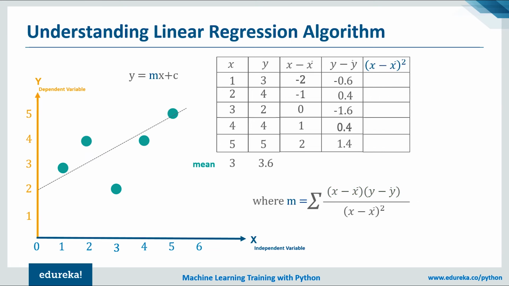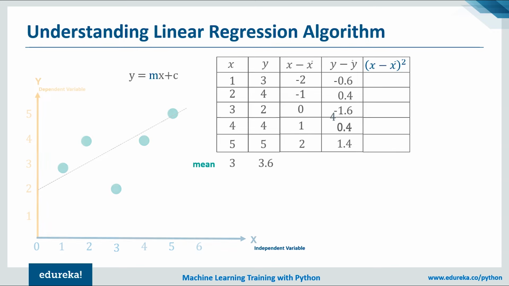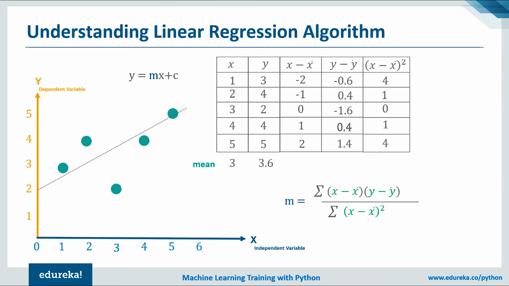Fine. Now next we'll calculate x minus x bar whole square. So it is minus 2 whole square, that is 4, minus 1 whole square, that is 1, 0 square is 0, 1 square is 1, 2 square is 4. Fine. So now in our table we have x minus x bar, y minus y bar, and x minus x bar whole square.